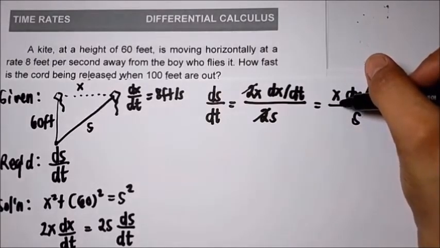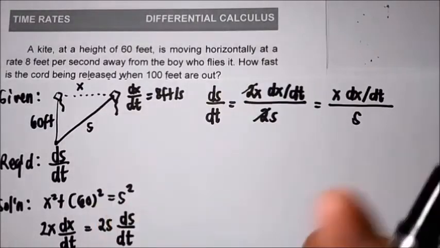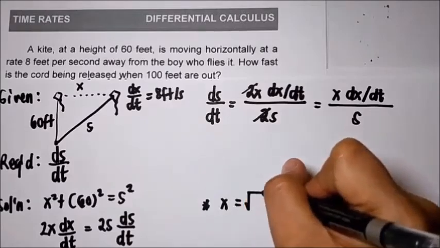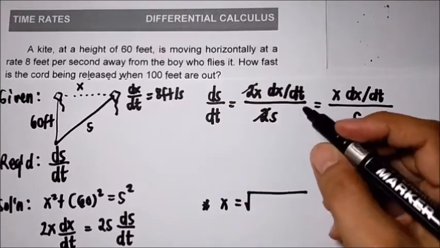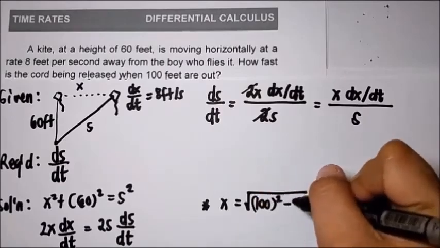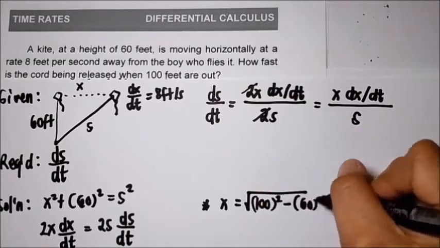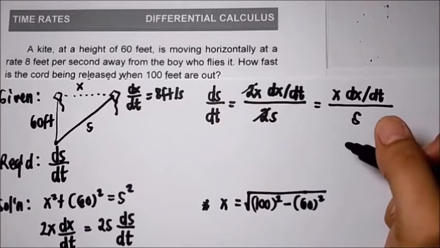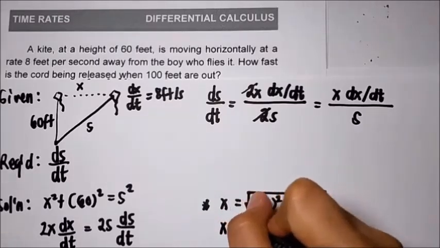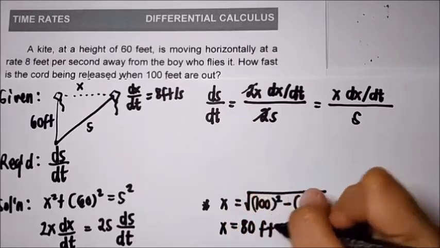Not yet, but we can get the value of x from this equation. So x is equal to the square root of s squared minus 60 squared, where s is given as 100. So that would be 100 squared minus 60 squared. Solving for this, we will be getting 80. So x is 80 feet.